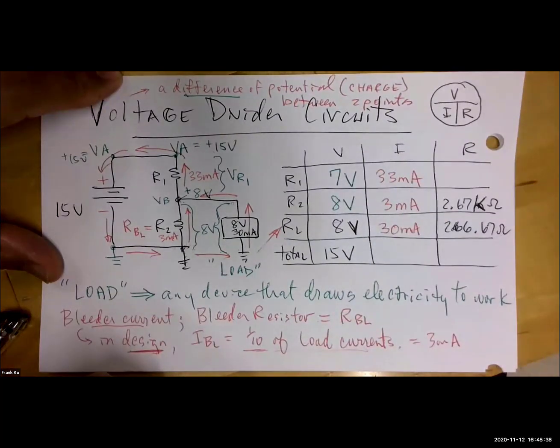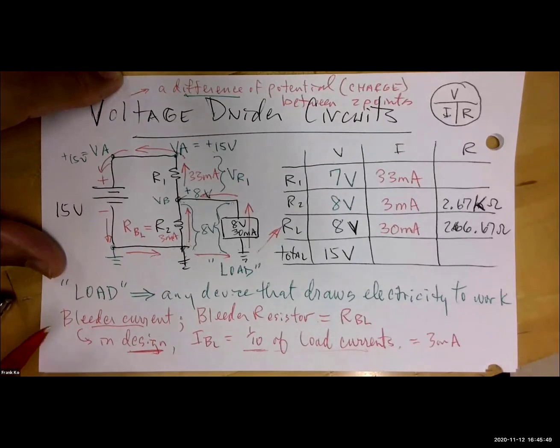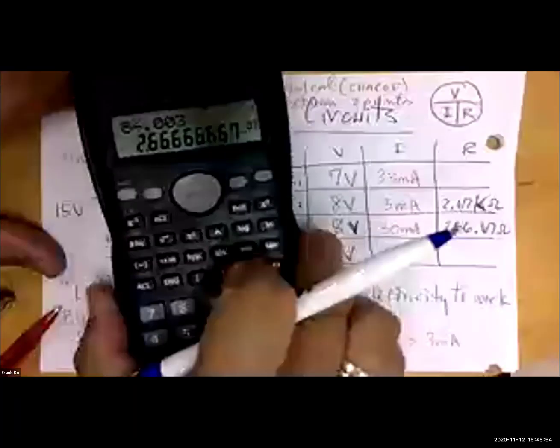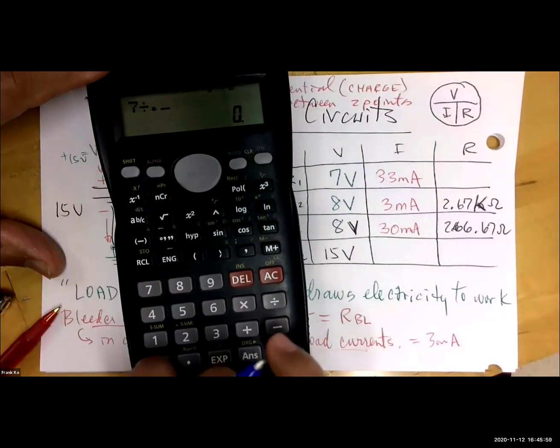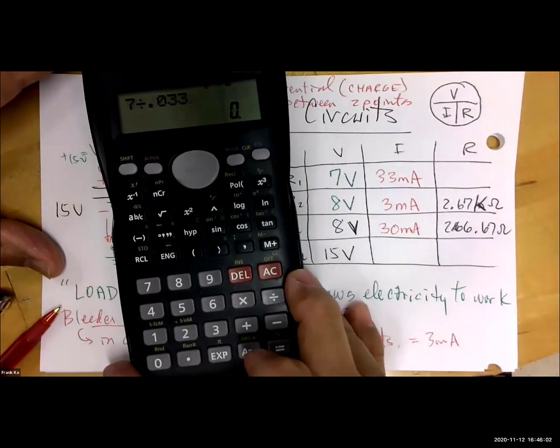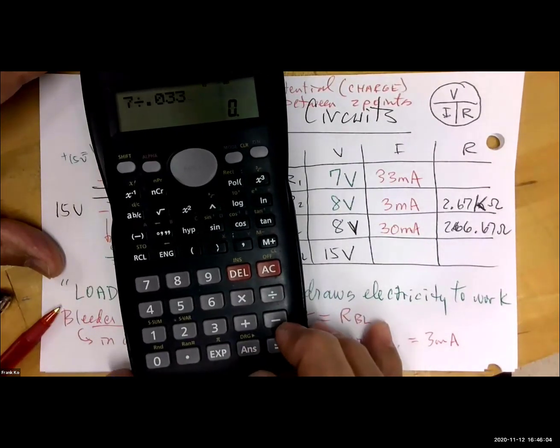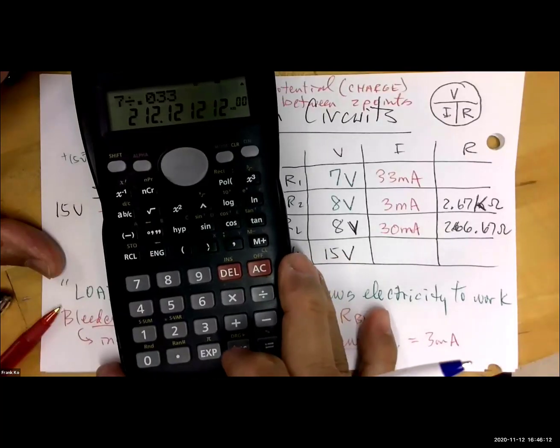Excellent. Now, we have 3 more cells to fill in. Jackie, what would you do next? I would find the resistance of R1. Sure. And what method do we use? V over I. So let's go ahead, Ohm's law. Take the V of 7 and divide by the I of 33 milli. And what do you calculate? 212.12 ohms.